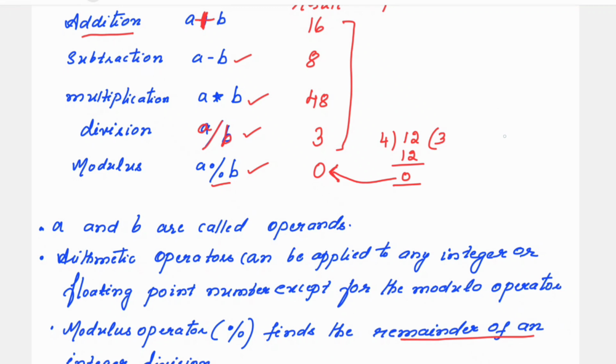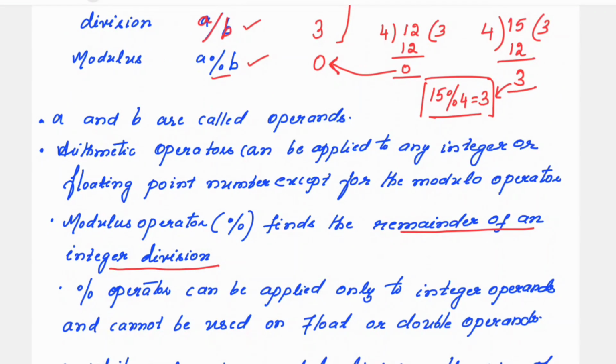Let me take an example. Suppose it is 15 modulus 4, 3 is the remainder. So the value for this particular expression is 3. Now remember a few points here for arithmetic operators. First thing is, whatever variables you are declaring here, in this example, since we have used a and b, they are called operands. If you are using x and y, then x and y become operands.